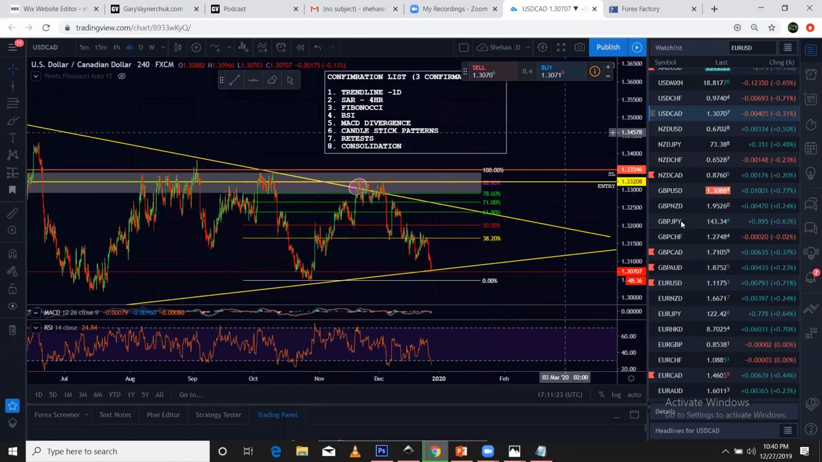Now see the GBP USD. Where was it? GBP USD.